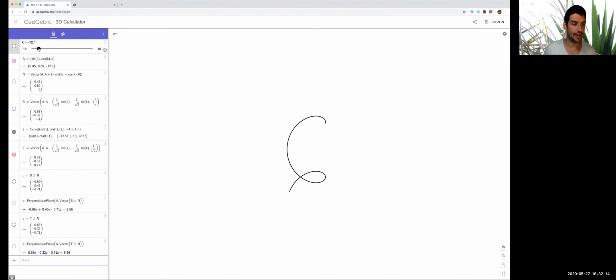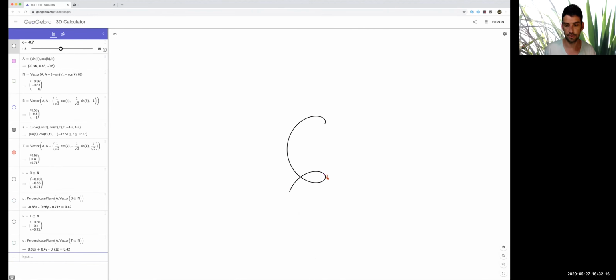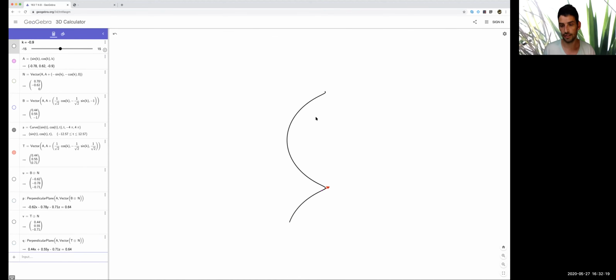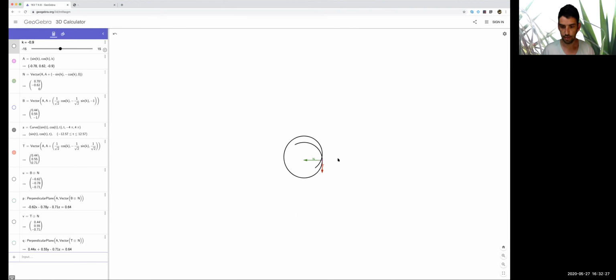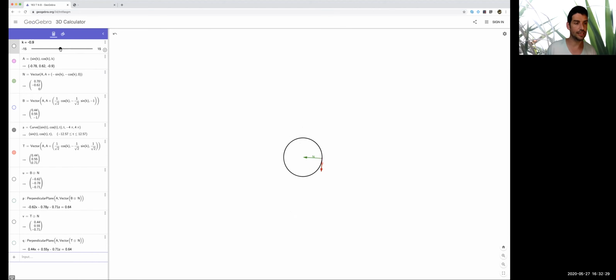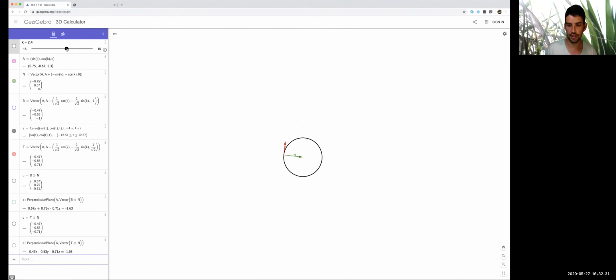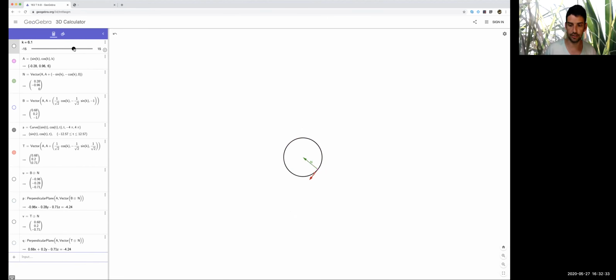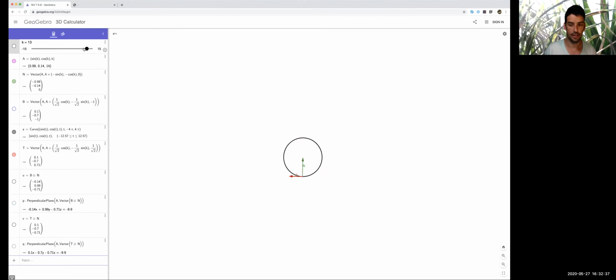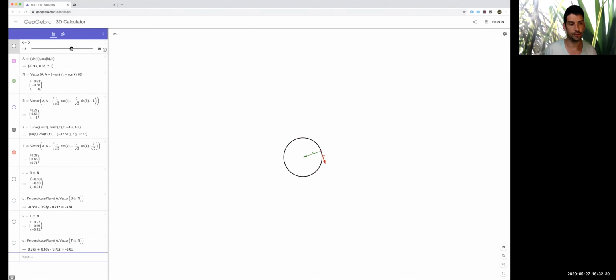Now, let's add in the normal vector. So I've got the normal right here. So now we've got this vector N. Again, looking down the circle, notice it's perpendicular to T. It's pointing towards the center, right? So they're perpendicular to each other.